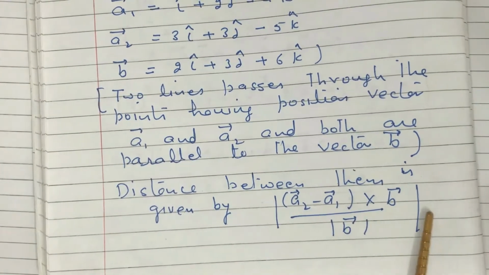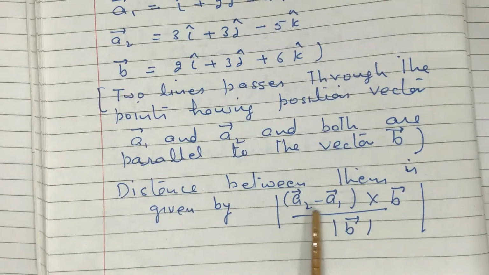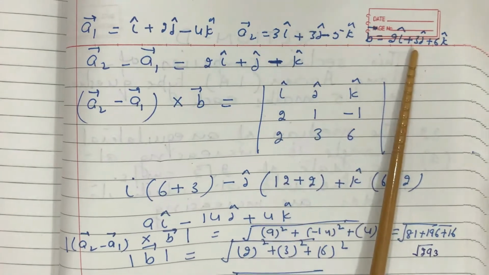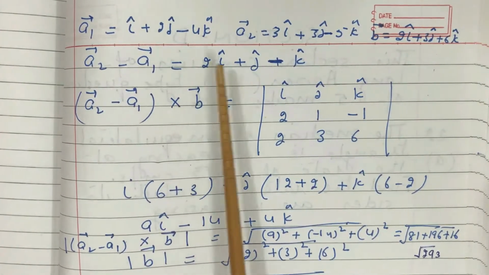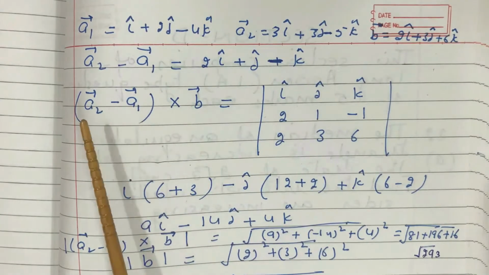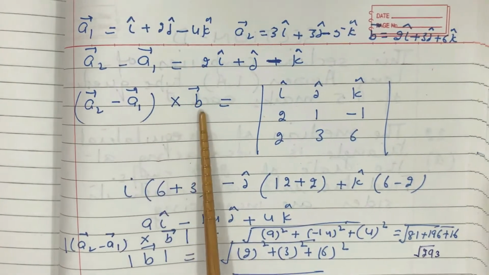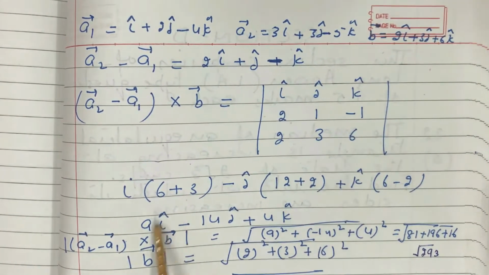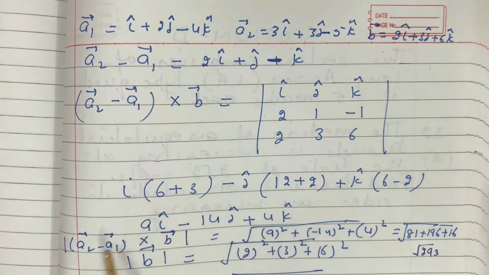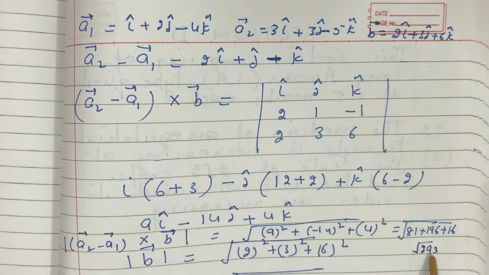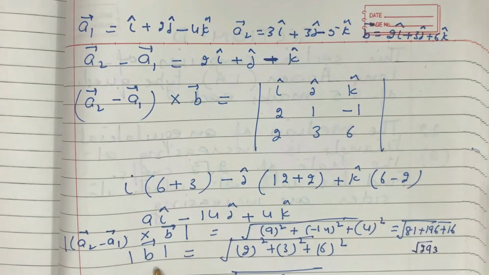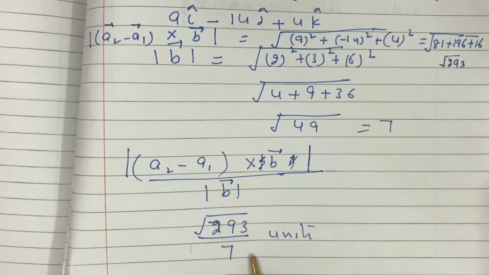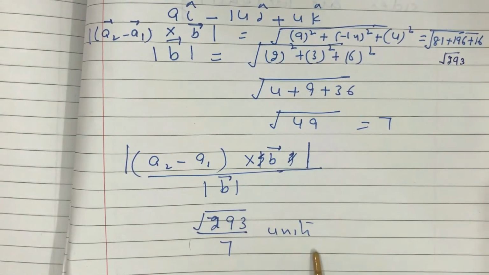This is a formula. First I am going to find A2 vector minus A1 vector on the next page. This is A1 vector, this is A2 vector, this is vector B. First find A2 vector minus A1 vector. This is equal to this. Then find (A2 vector minus A1 vector) cross B vector. Find this determinant. You know how to write this determinant and you will find the value of this. This will be the value of this. And find its magnitude. Calculate it, you will get root 293. Then find the magnitude of B. That will come out to be 7. Then write the formula, substitute the values. You will get root 293 upon 7 units.